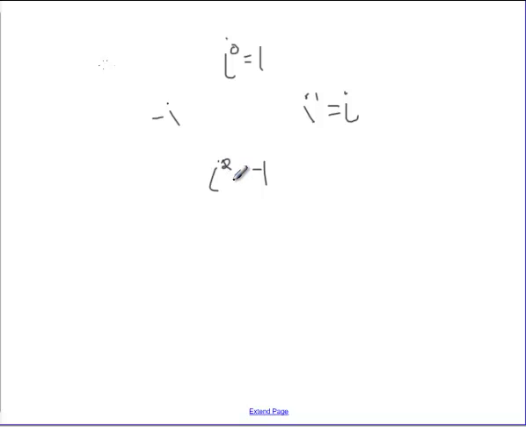This would be i squared. And then this would be i cubed. All right, so it's really simple. Let's go to the next page.